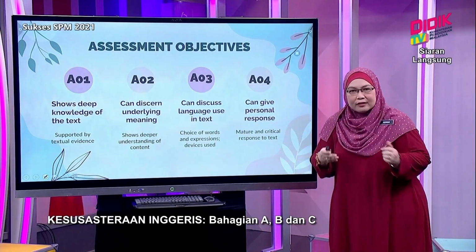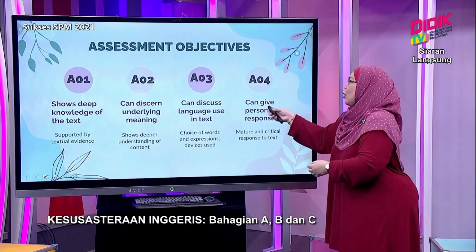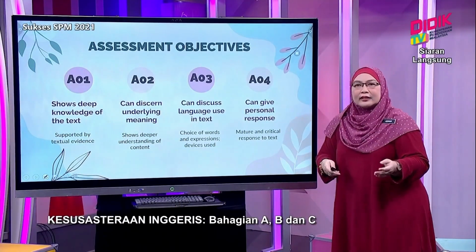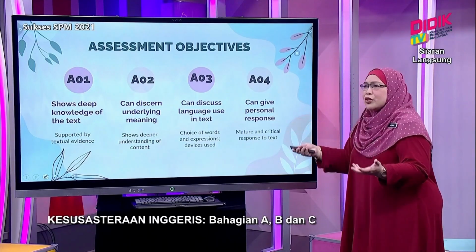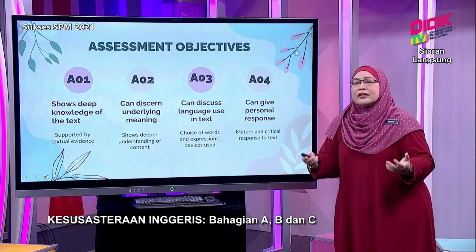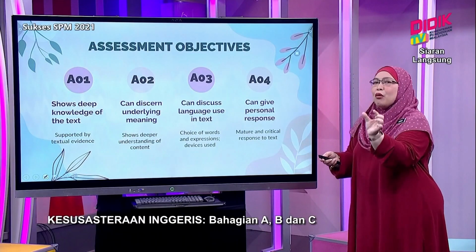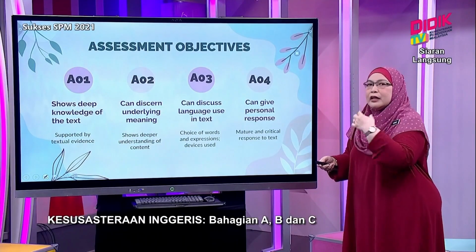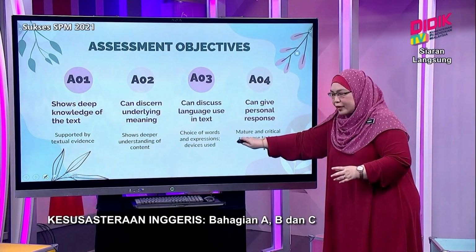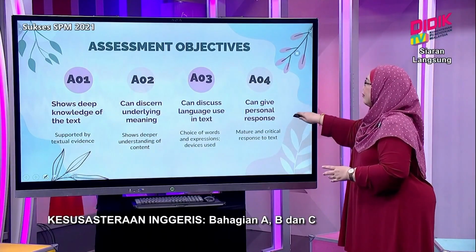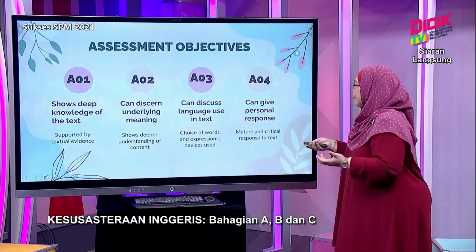AO3 is assessment objective 3. Can you, the candidate, show that you are able to discuss effective use of language in the text? Choice of words, choice of poetic devices, how, where, how does it make the text more important, emotionally appealing? All those go under AO3. All right, and the last AO is perhaps my personal favorite, all right?